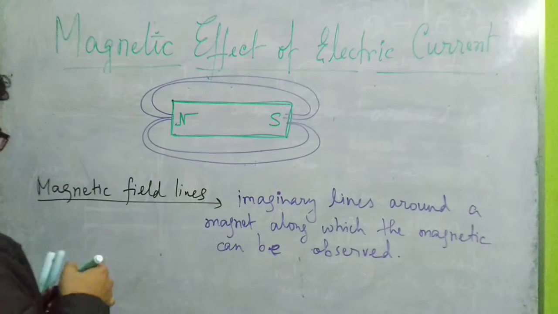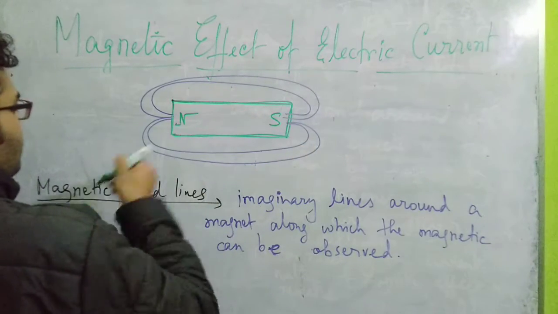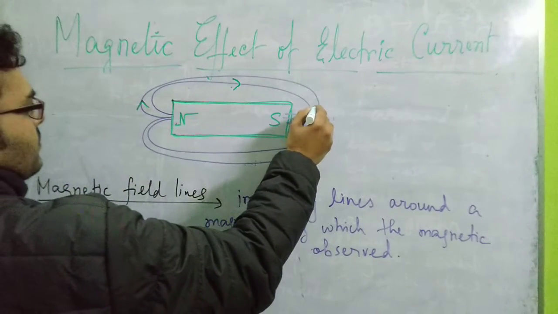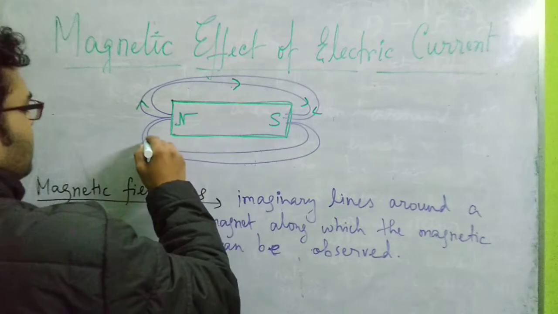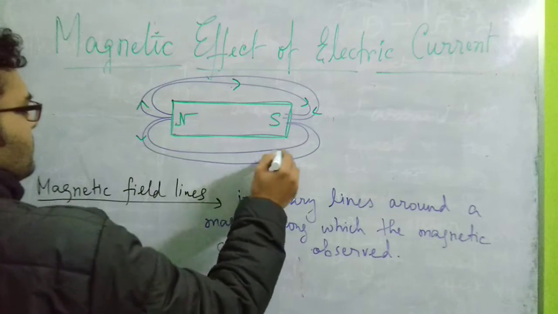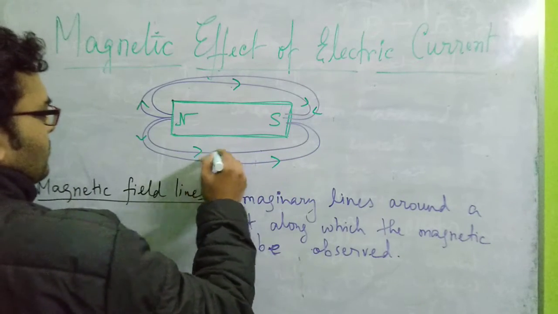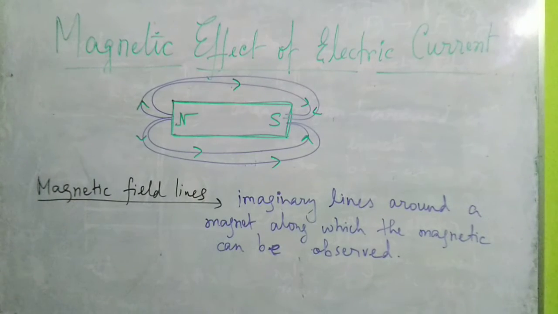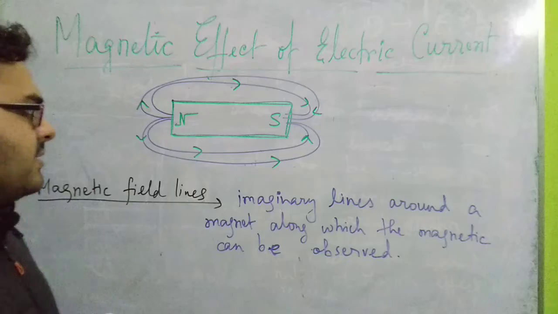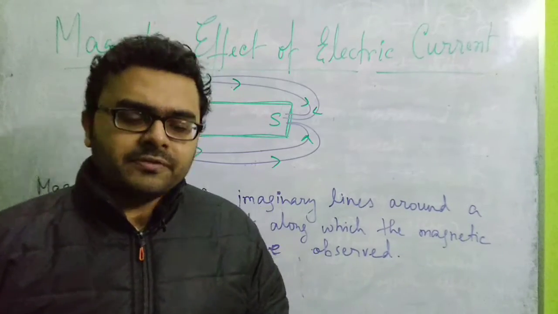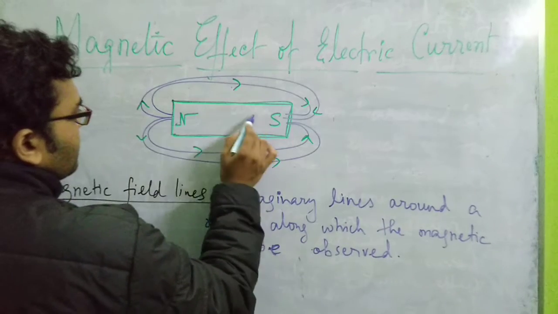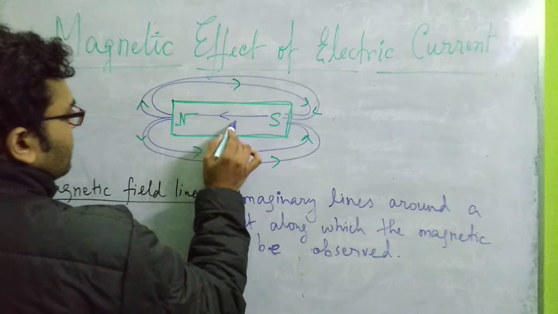Okay, so the direction is from the north pole towards the south pole, outside the magnet. And we actually cannot see inside the magnet, but it has been experimentally found that inside the magnet these magnetic field lines are from the south pole to the north pole.